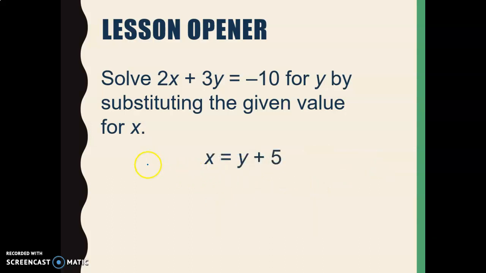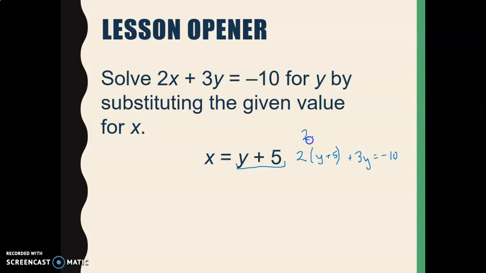All right, let's go ahead and solve this one again. But this time, instead of having just one term, we're going to substitute this whole expression, or 2 terms. So everywhere we see an x, we're going to substitute y plus 5. So that would look like this. Instead of 2x, it would be 2, and then in parentheses, we write what we're substituting, y plus 5, and then the rest of the original equation, plus 3y equals negative 10.